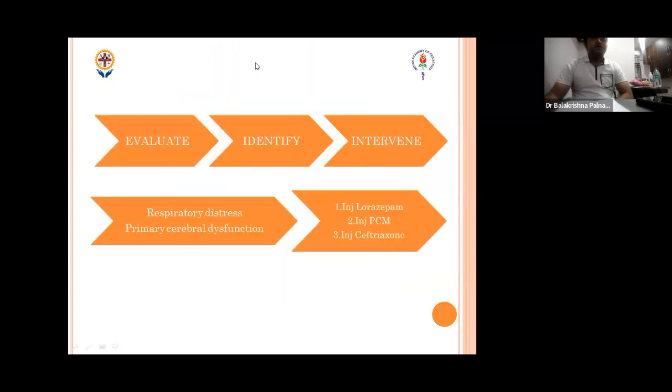So definitely the child is in respiratory distress, and as said, there is no other cause, the child is actively seizing, so you're suspecting it could be primary cerebral dysfunction. So we need to start IV lorazepam. As the child is febrile, you need to give IV paracetamol and antibiotic.